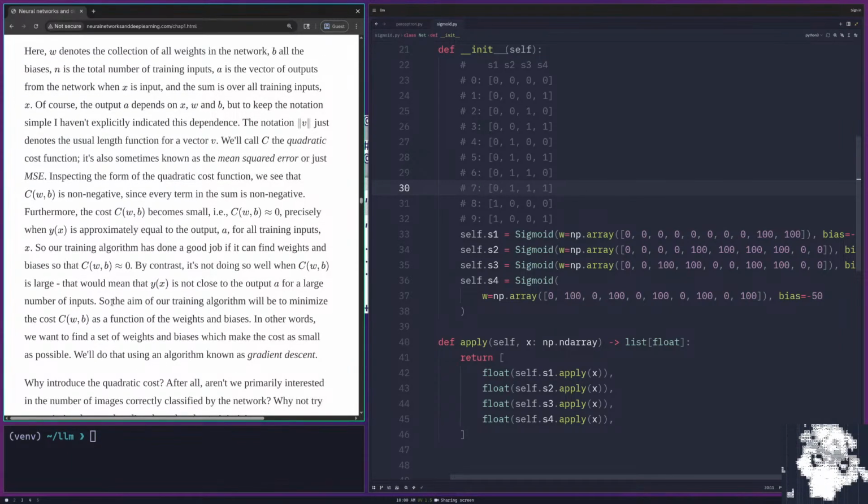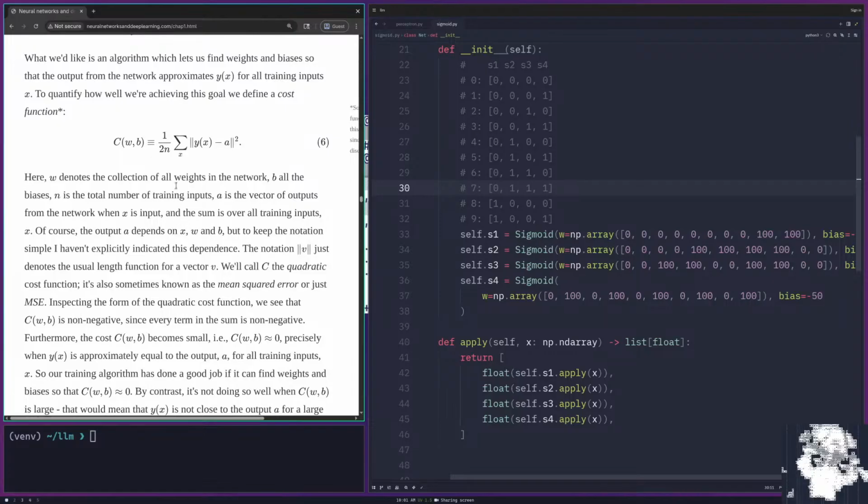So the aim of our training algorithm will be to minimize the cost C of WB as a function of the weights and biases. In other words, we want to find a set of weights and biases which can make the cost as small as possible. We'll do that using an algorithm known as gradient descent. Alright, so the cost function is the sum of the distances between what we got and what we wanted. If we got what we wanted, then those distances are short.